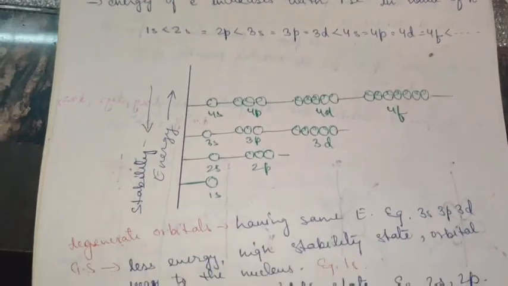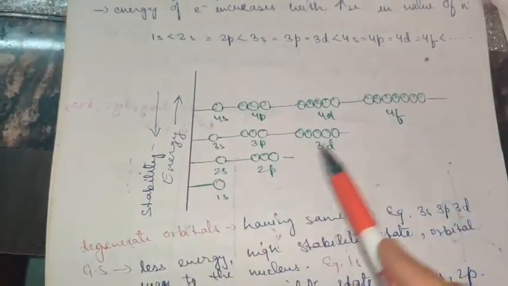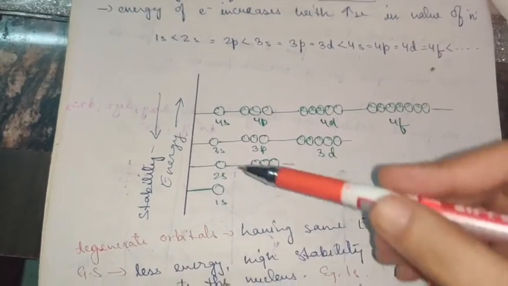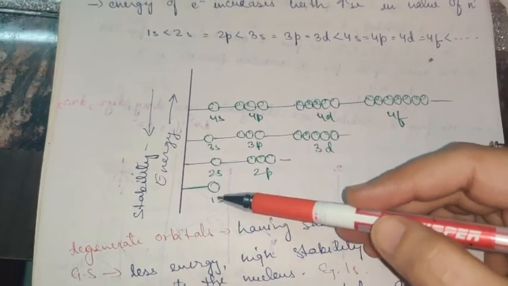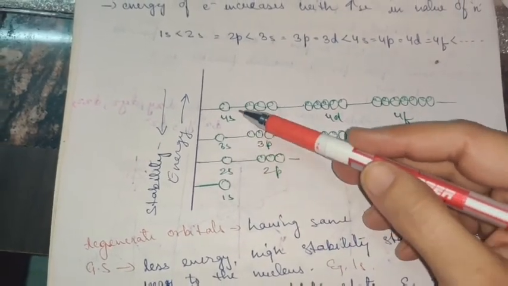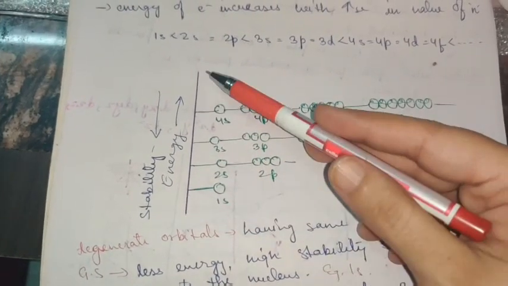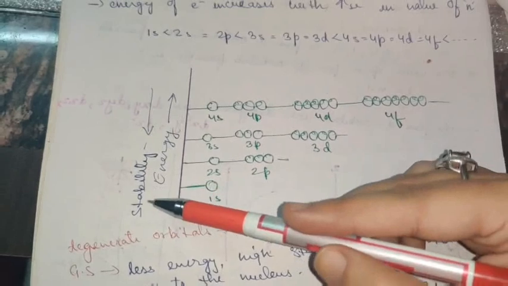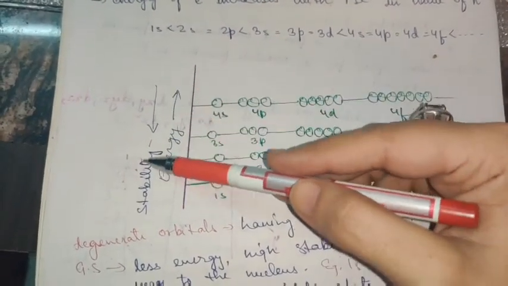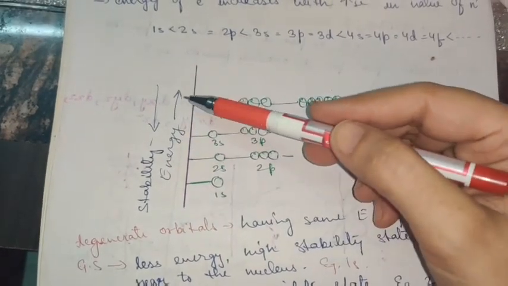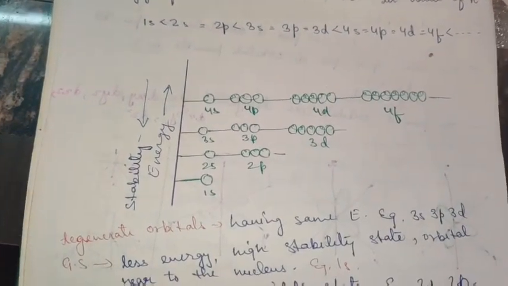You can see here, it is just a representation to explain it in a better way. When you are moving from 1 to 2 to 3 to 4, energy is increasing, and I told you this earlier also. Stability is inversely proportional to energy, so stability will increase in this way. When the electron is near the nucleus, it is more stable and has less energy.